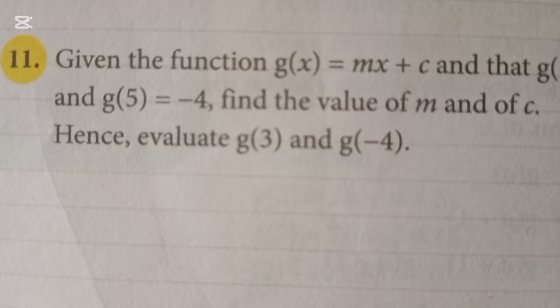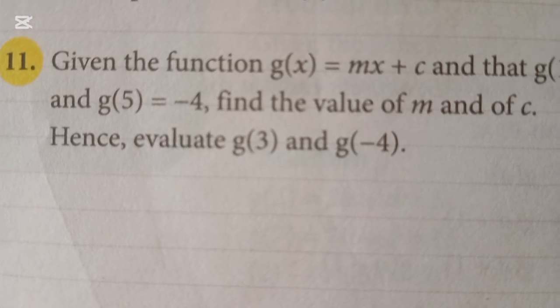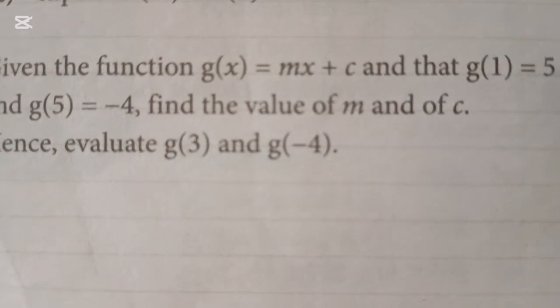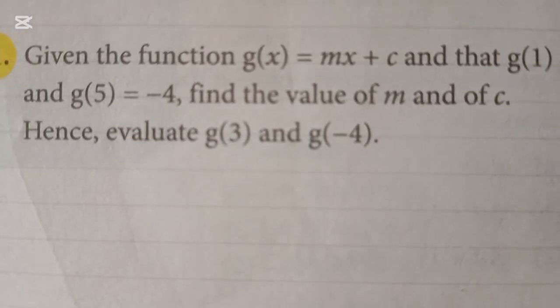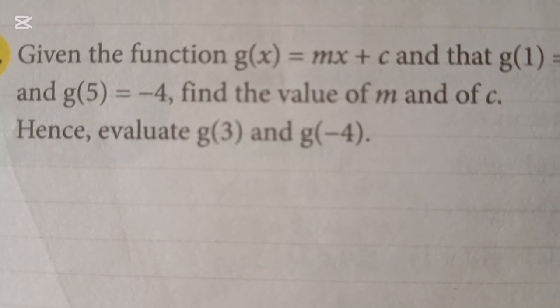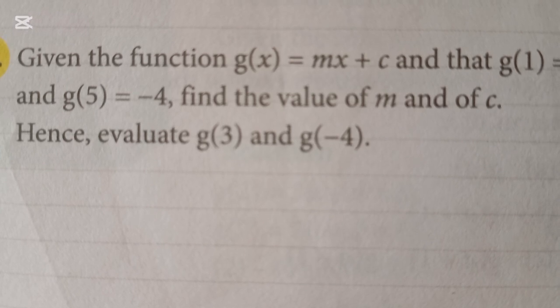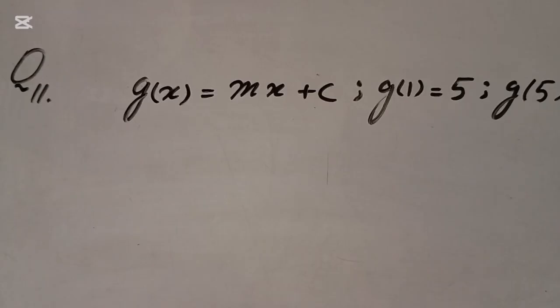Now the statement of question number 11, given that the function g(x) equal to mx plus c and that g(1) is equal to 5 and g(5) is equal to minus 4, find the values of m and of c. Hence, evaluate g(3) and g(minus 4). It is question number 11.